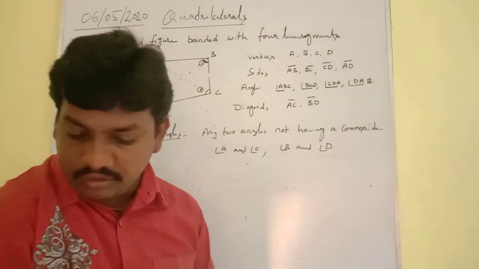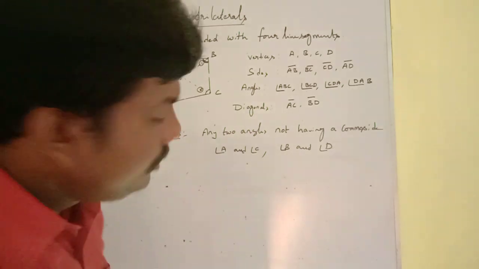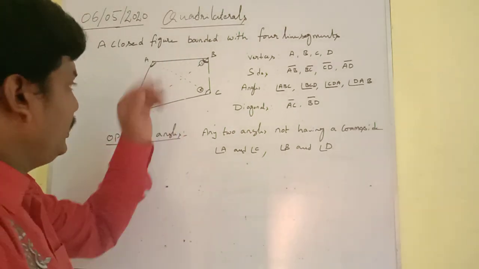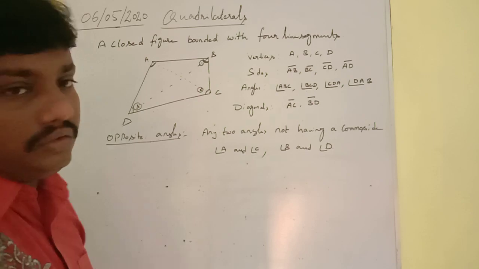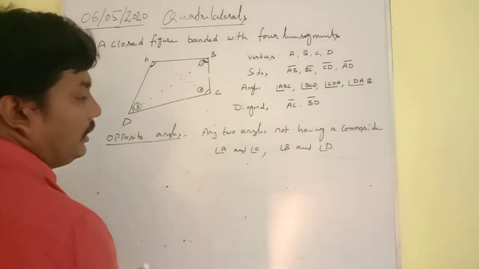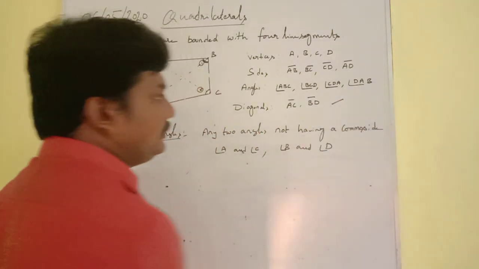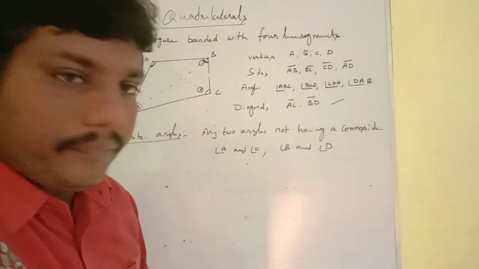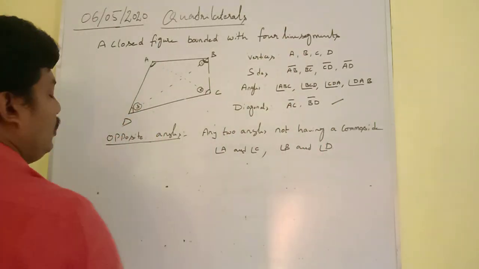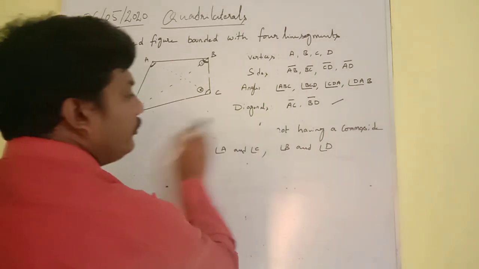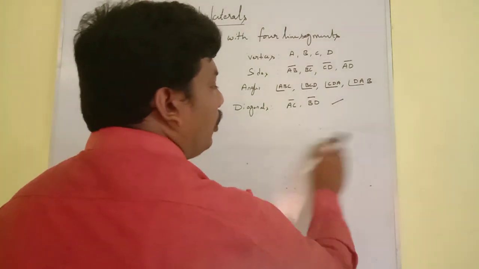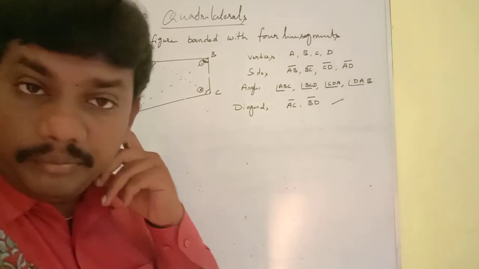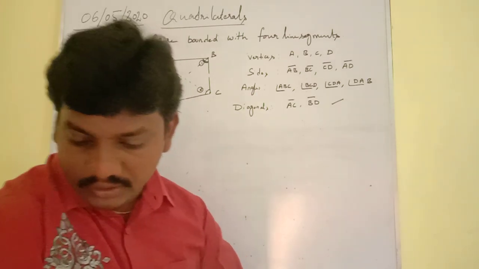Now, next topic we can see. How many number of diagonals are there? Here for a quadrilateral only two diagonals. 4 angles and 4 sides and 4 vertices. Okay, now 4 corners. Corners is nothing but vertices. So this is a brief description about a quadrilateral.